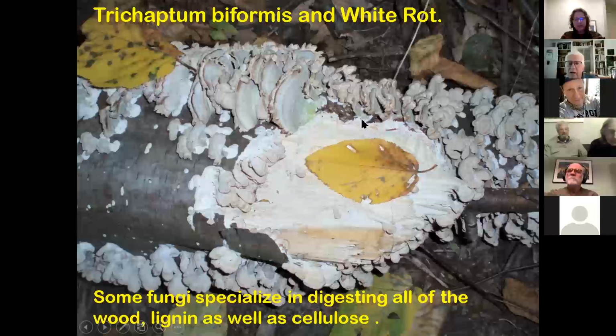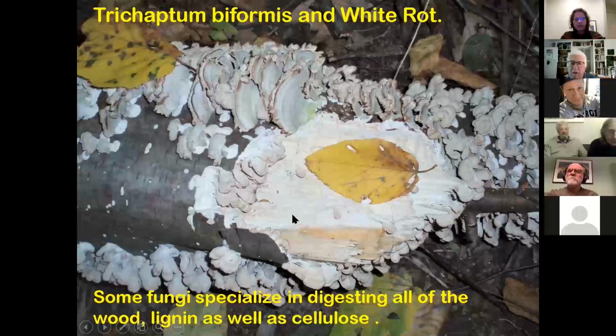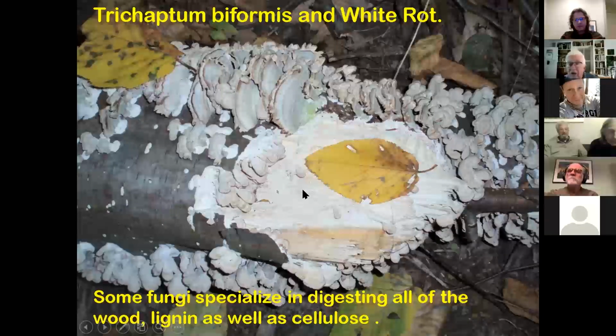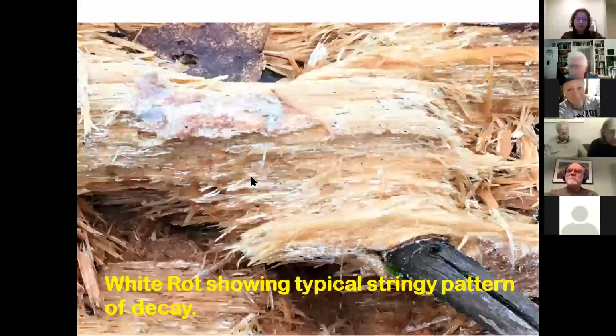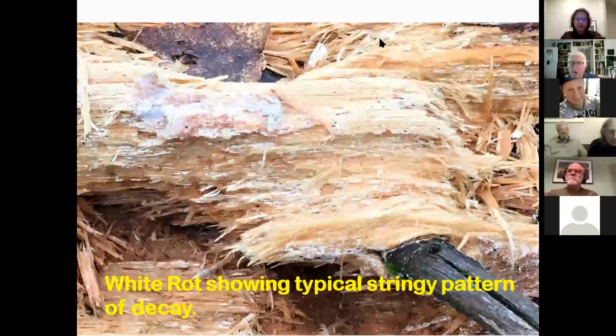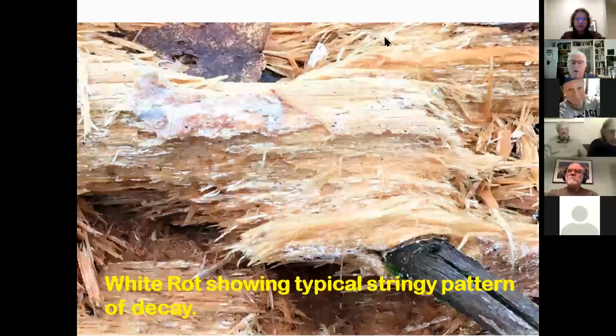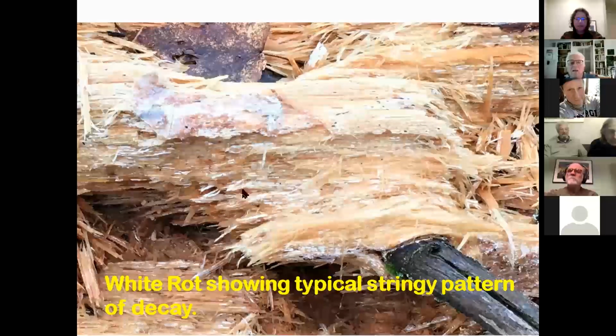But what they do is they digest everything. They digest cellulose, hemicellulose, and lignin. So what's left is white wood there. And they continue doing that until there's not much left. So here's the typical stringy pattern of decay from white rot fungus. You've probably seen this on some of your walks, and when you see that, that's a white rot fungus doing that.